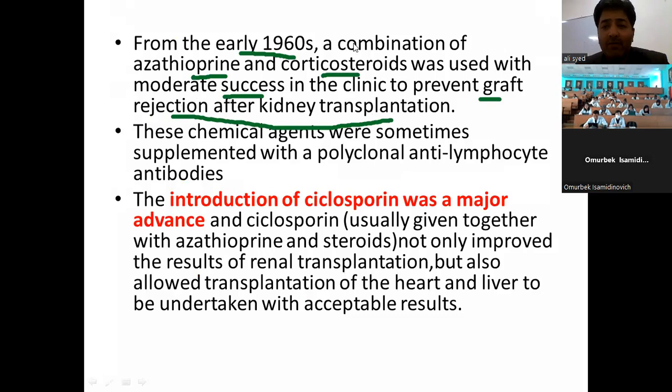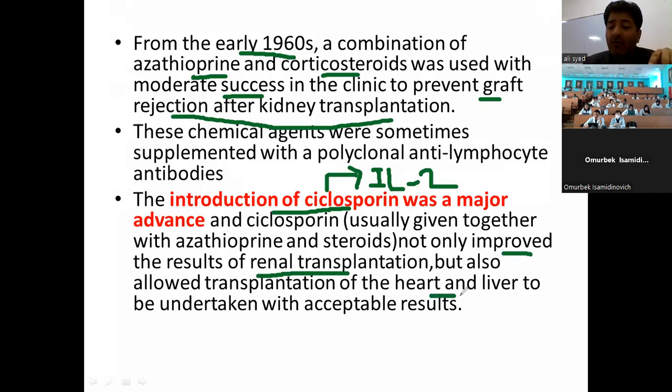To overcome that problem, there was the development of cyclosporine. Please remember this cyclosporine: it will block interleukin 2 in the patient, and it will not allow the lymphocytes to proliferate. When it does not allow the lymphocytes to proliferate, it improves the results of renal transplantation, and it also allowed transplantation of heart and liver to be undertaken.